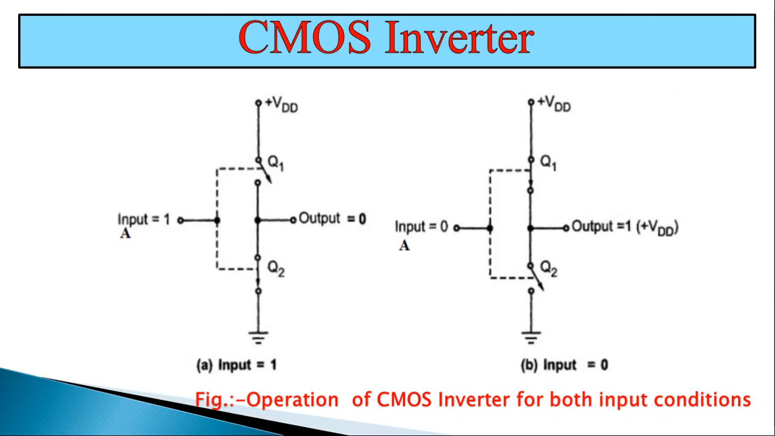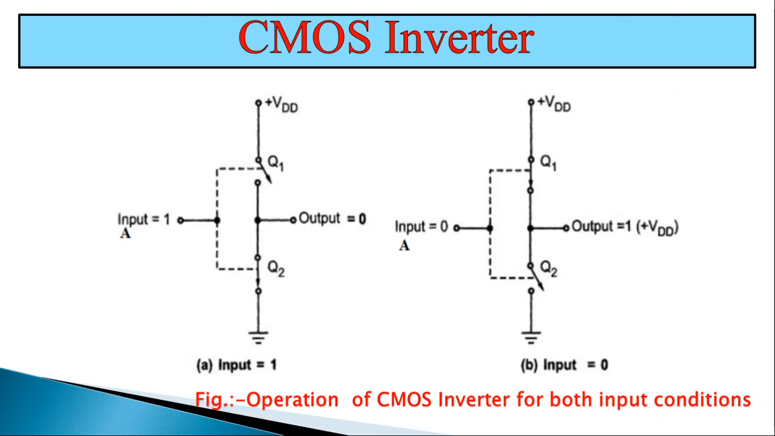Depending on the input value, only one transistor of the CMOS inverter will be on at a time. So, in both cases, there is no direct connection between power supply and ground, thereby reducing static power loss of transistor.